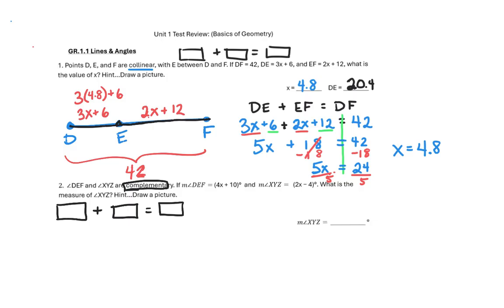So I'll be adding my two angles together, all right? Those two angles are the measure of angle DEF, and we'll be adding the measure of angle XYZ. We'll be adding those two together, and it needs to add up to the whole thing. And because it says complementary, the whole thing is 90 degrees. So this problem is actually kind of similar to the last one. It tells me that angle DEF is 4x plus 10.